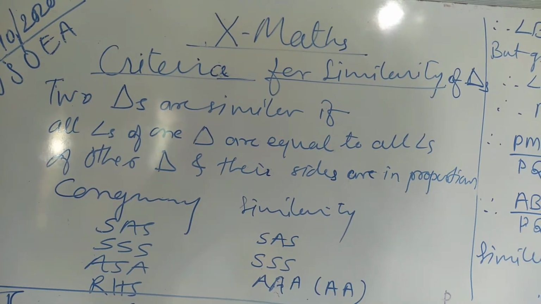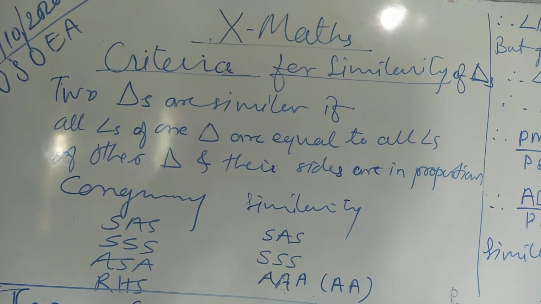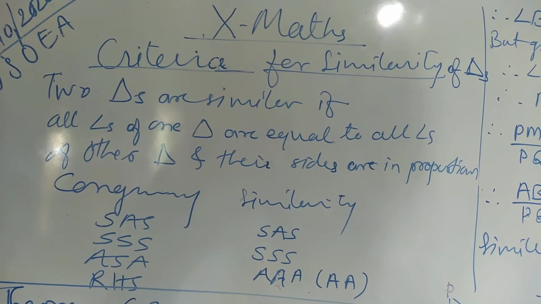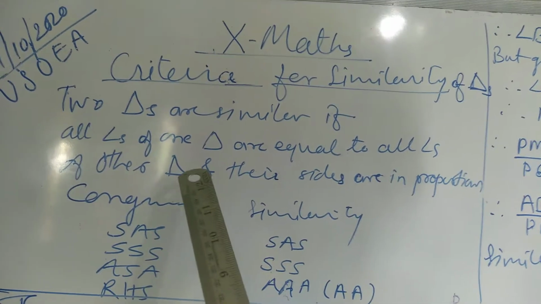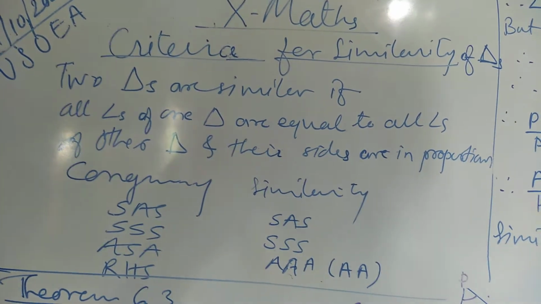Dear student, today we have seen criteria for the similarity of the triangles. Already we have seen the criteria for the congruency. So these are the four criteria of the congruency. Why are we using the criteria?